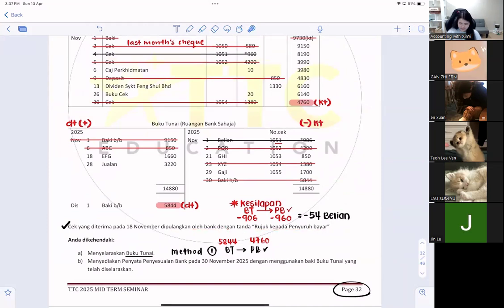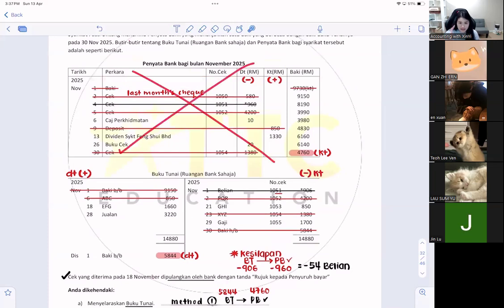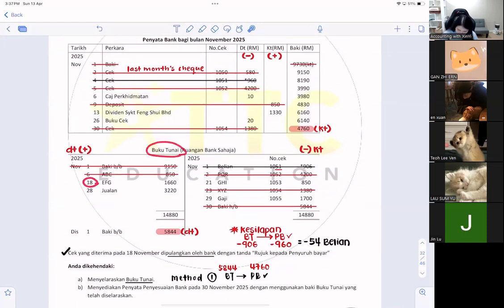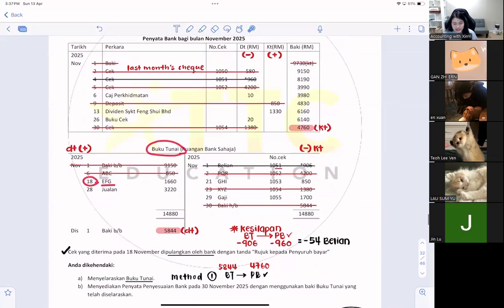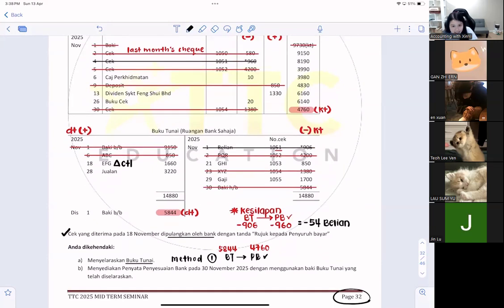Okay, so whenever they mention dipulangkan oleh bank, it must be a cek talayan already. So they already tell you it is returned by the bank. Of course, they don't show over here. They will only be found inside our own version, Buku Tunai. So can you see, on 18 November, we received money from EFG, but it's dipulangkan oleh bank. So I will label beside it cek talayan. That's all.